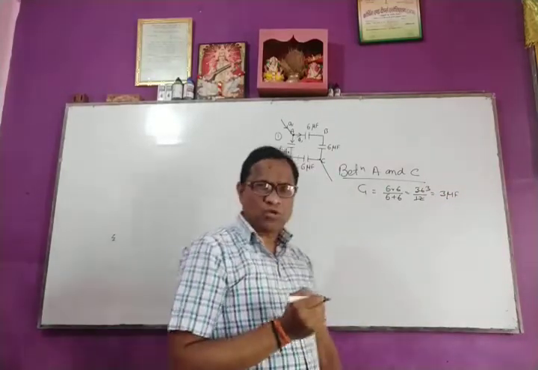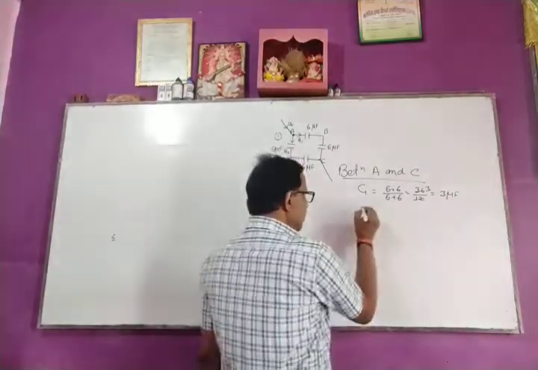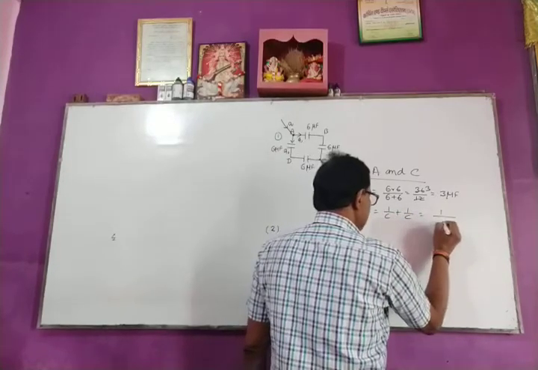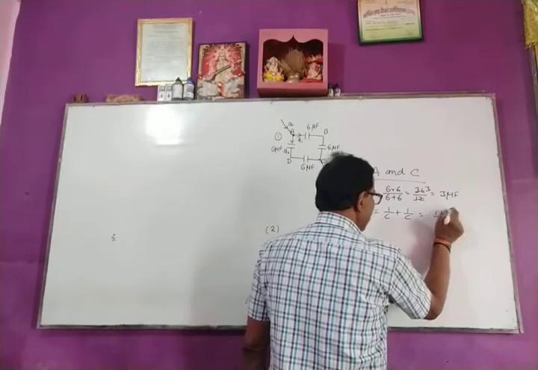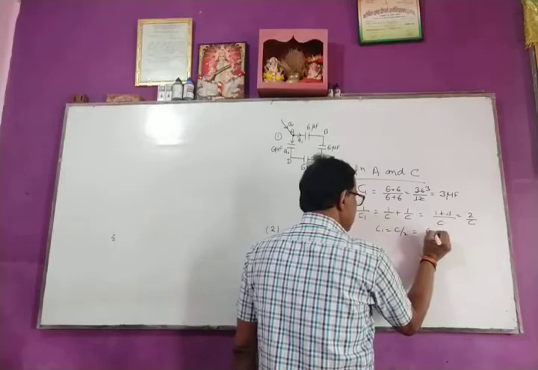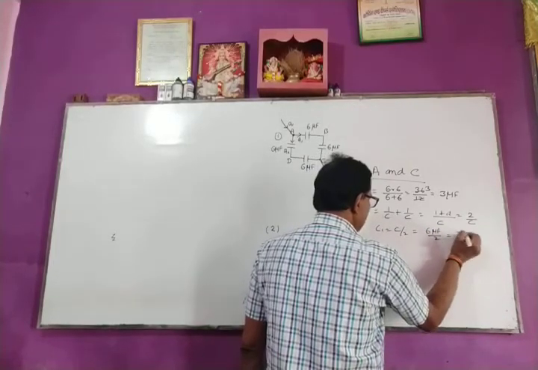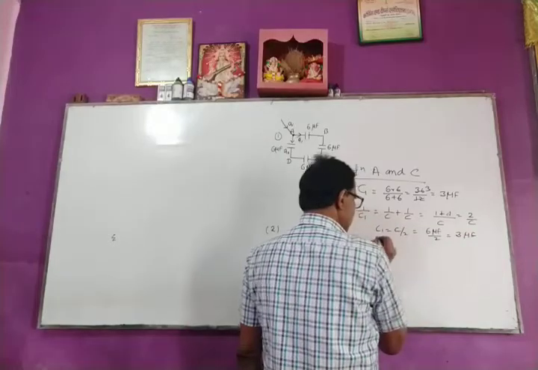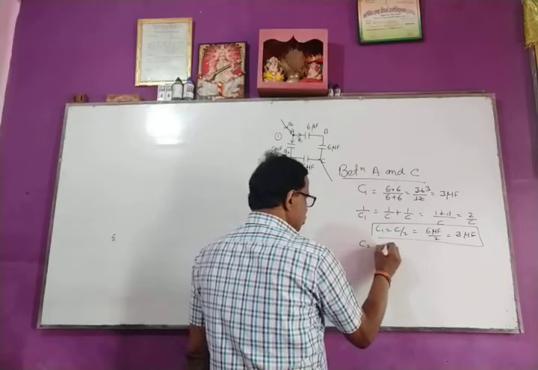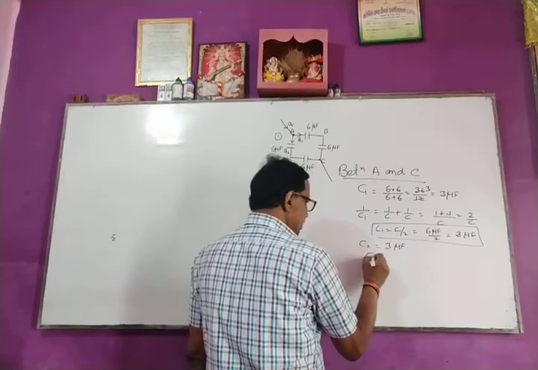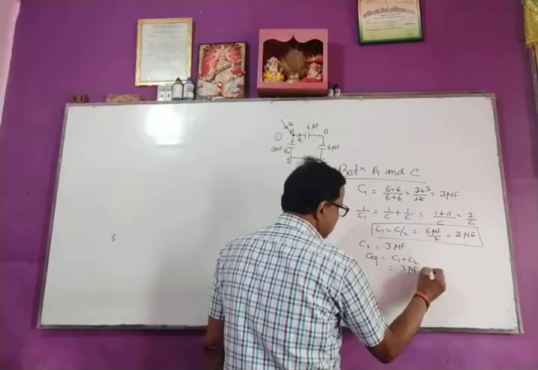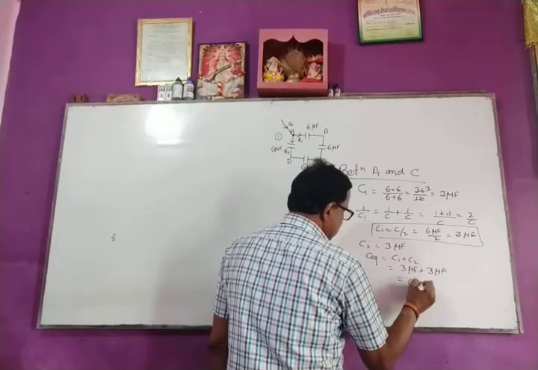We can also calculate by another method. 1 by C1 is equal to 1 by C plus 1 by C. LCM C, 1 plus 1, 2 by C. So C1 is equal to C by 2. So 6 microfarad by 2 is equal to 3 microfarad. So C2 is also 3 microfarad. Both are in parallel. The C equivalent is C1 plus C2, 3 microfarad plus 3 microfarad is equal to 6 microfarad.